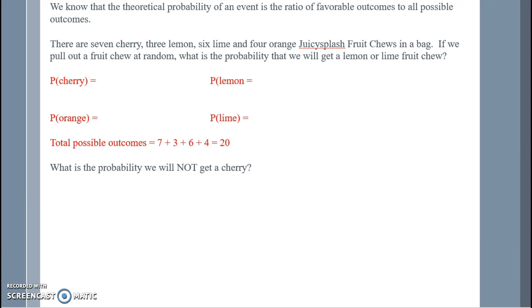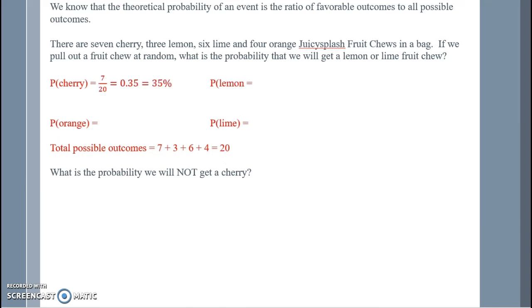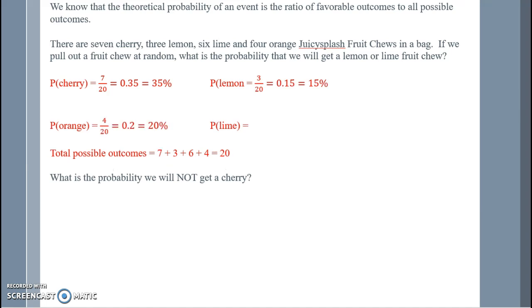Total possible outcomes we have are 20 when I add all of the different flavors together. So a cherry would be 7 out of 20, or 35%. Achieving a lemon would be 3 out of 20, or 15%. The orange is 4 out of 20, or 20%. And the lime is 6 out of 20, or 30%.